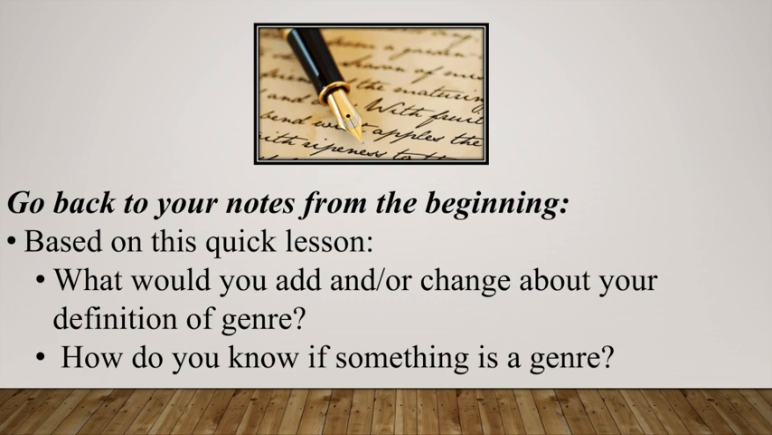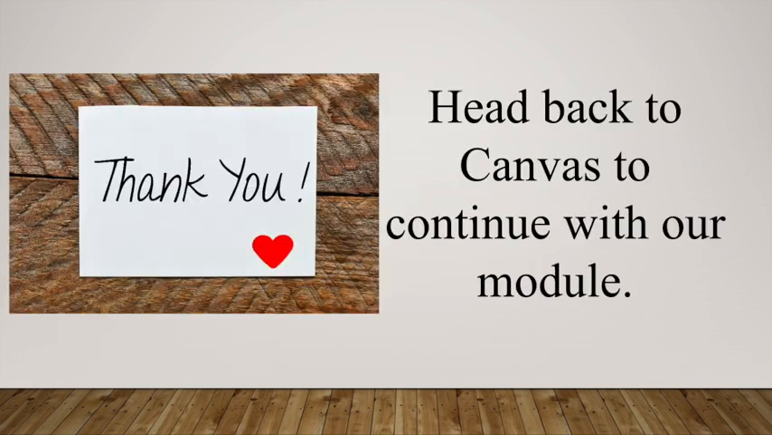So let's go back to your notes from the beginning for just a second. Because this is a video, you can always go back into the video to take a look at what we talked about. But based on this quick lesson, it is very quick, what would you add or change about the definition of genre that you originally wrote in those first couple of questions? And then how do you know if something is a genre based on what you understand right now? So just do a quick reflection on those couple of questions. Do a quick comparison of what you wrote at the beginning and what you're writing now. And once you have that done, go ahead and head back to Canvas to continue with our module.